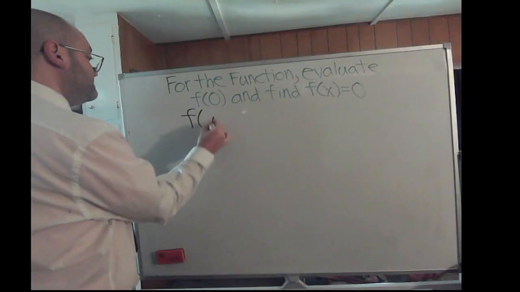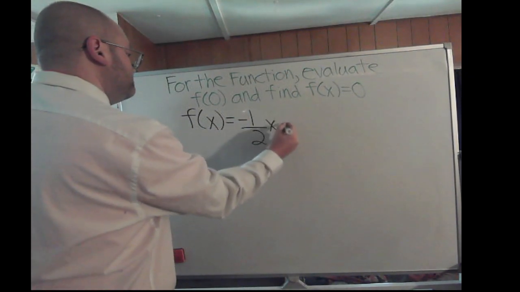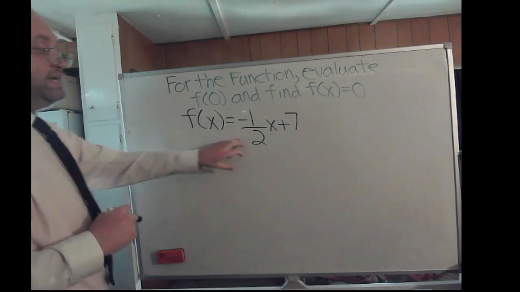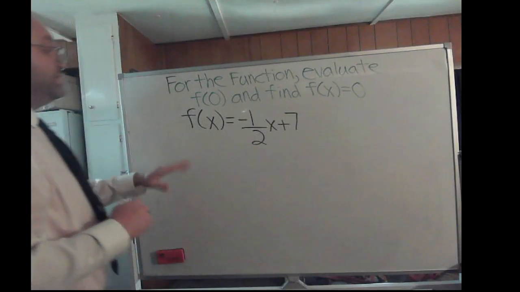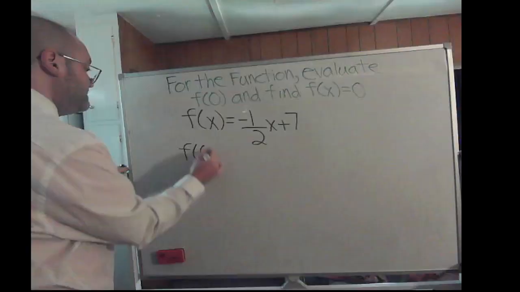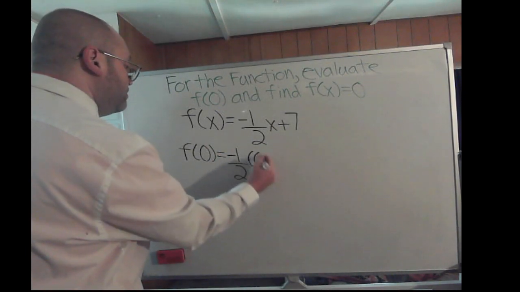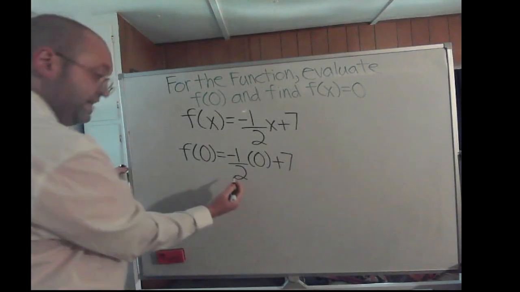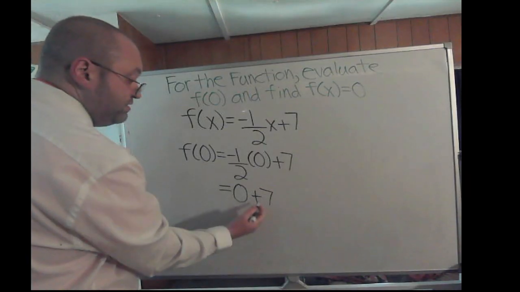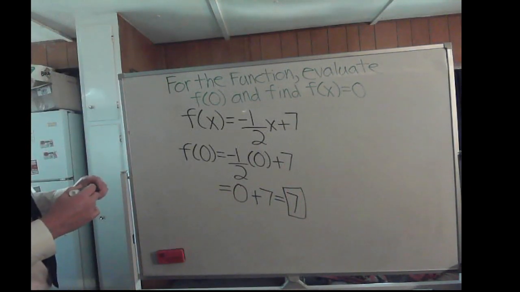f of x equals negative 1/2 x plus 7. That's your function. Let's find f of 0 to start. So f of 0 equals negative 1/2 times 0 plus 7. Well, negative 1/2 times 0 is just 0, plus 7, that's 7. So f of 0 is equal to 7 in this case.